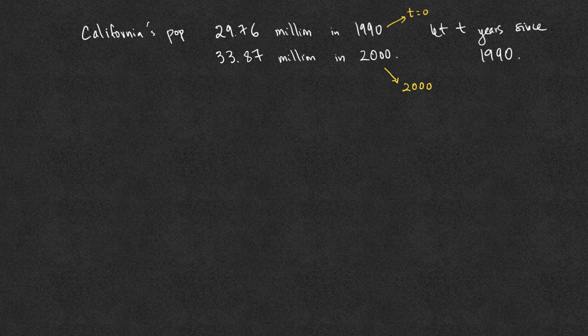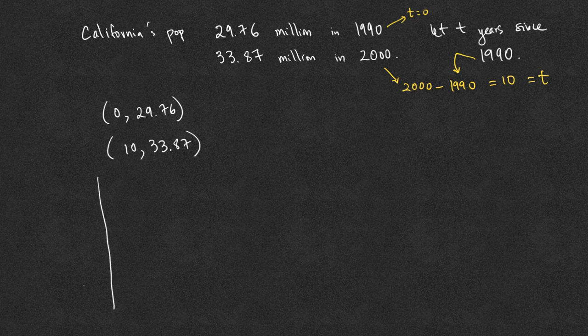2000 minus 1990 is the number of years since, and 2010 is 20 years since 1990. So we end up with 2 points basically. At t equals 0, the population is 29.76, and when t equals 10, the population is 33.87.